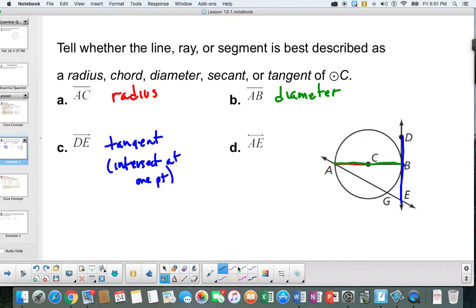Next one is AE, and here's AE. Notice AE is a line and it intersects at 2 points. We call this a secant. It's a line that intersects not at 1 point, but at 2 points. Now there's no such thing as a line intersecting at 3 points of a circle.